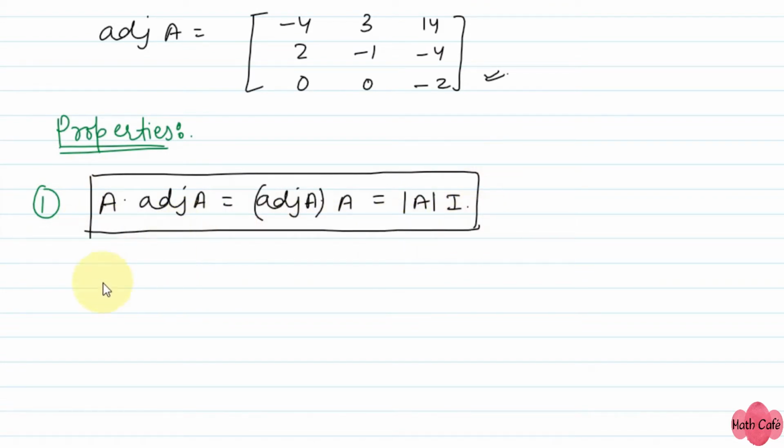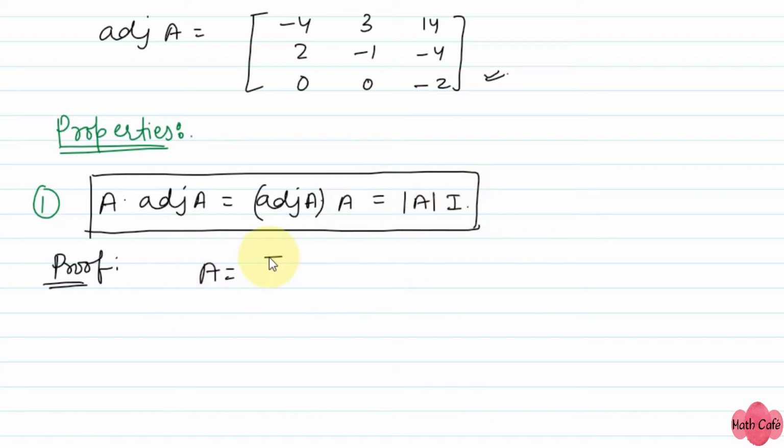Alright, so let's prove this property. It is given in this property that A multiplied by adjoint of A will be adjoint of A multiplied by A, and that is determinant of A multiplied by I. Alright, let's take an example.